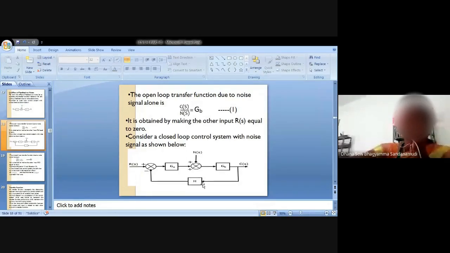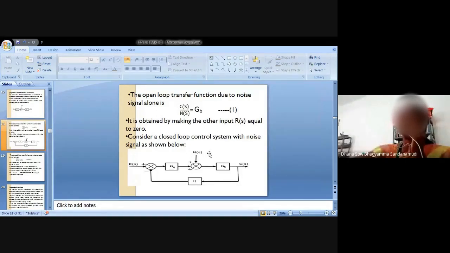Now let us go for a closed loop control system. In this case also, in order to discuss the noise signal, let us consider the input signal R of S is equal to 0. If R of S is 0, H is directly connected to GA. So what is the transfer function? C of S by N of S is the transfer function.